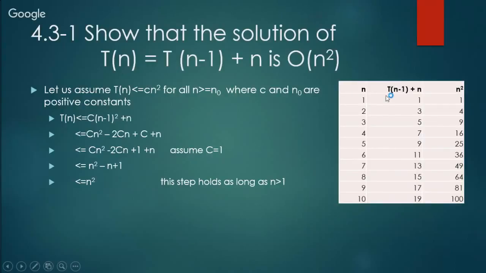Here we have a little table showing how the behavior goes on as n increases. As you can see, when n is 1, T(n-1) plus n is equal to n squared. But when n is 2, we see the condition is satisfied that T(n) is less than n squared. As you can see from the values, T(n) is less than or equal to n squared.